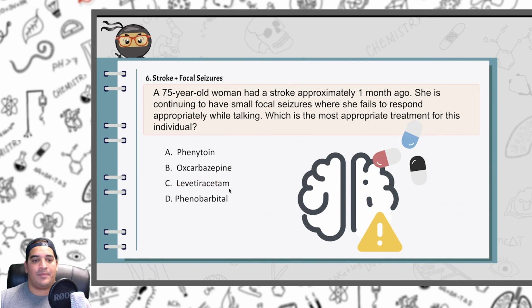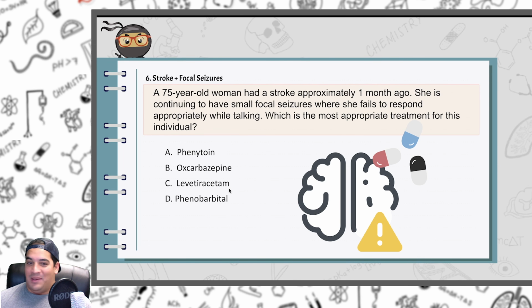So levetiracetam is going to be one of the best drugs with fewer drug-drug interactions as well as very little adverse effects. 75-year-old woman had a stroke approximately 1 month ago. She was continuing to have small focal seizures. So again, focal seizures: oxcarbazepine, carbamazepine, levetiracetam is a potential option here, as well as lamotrigine, topiramate. Those are all options. And then phenobarbital in neonates.